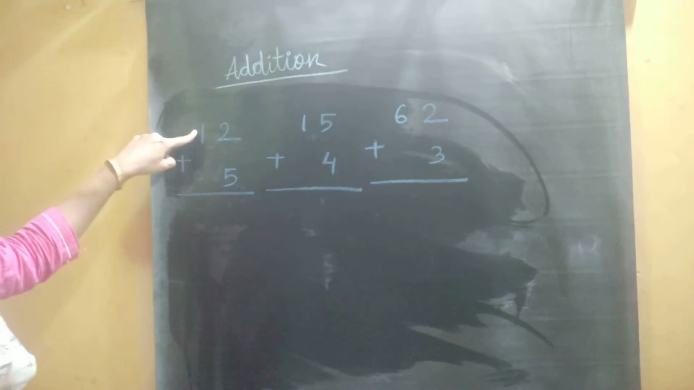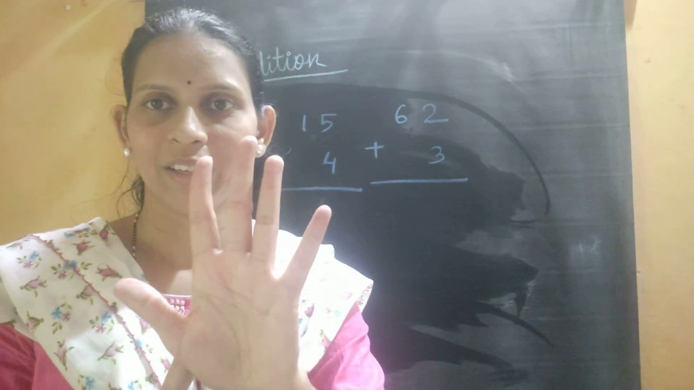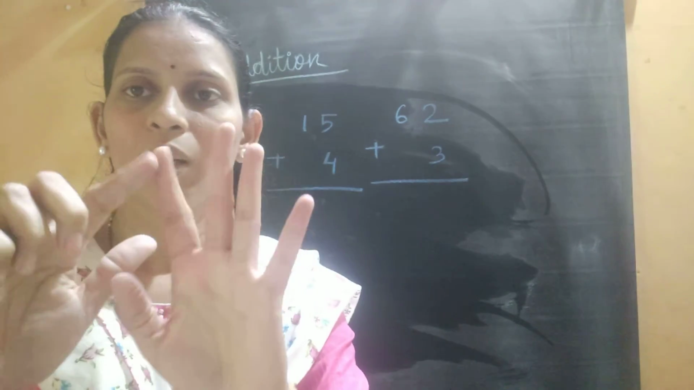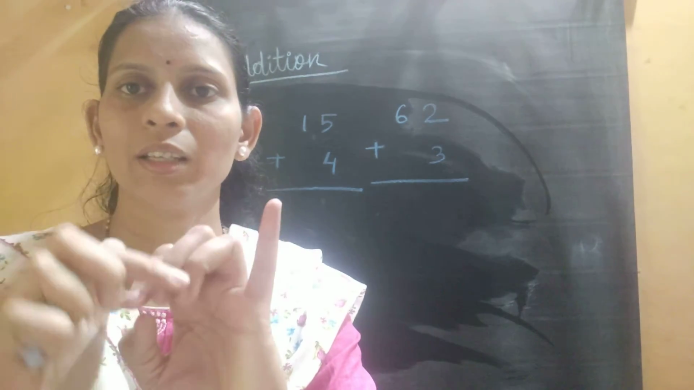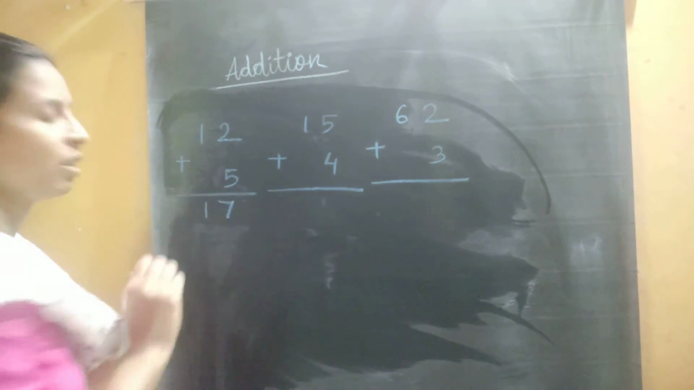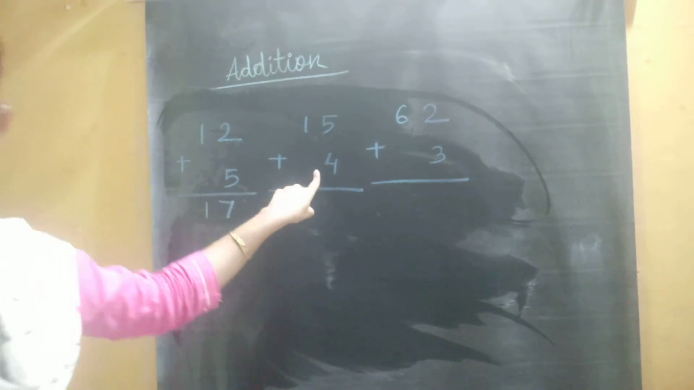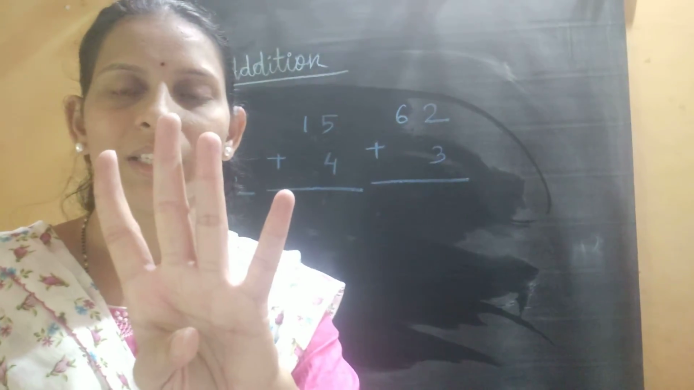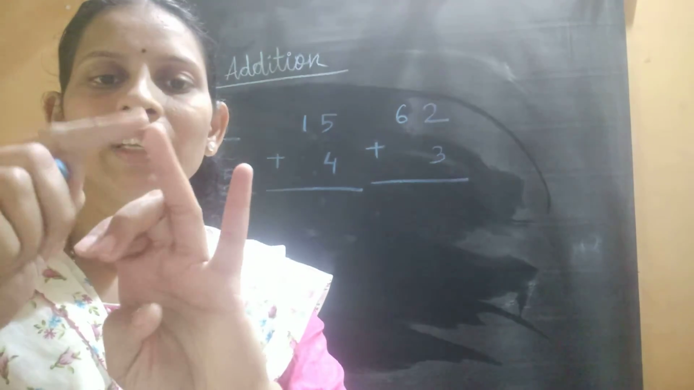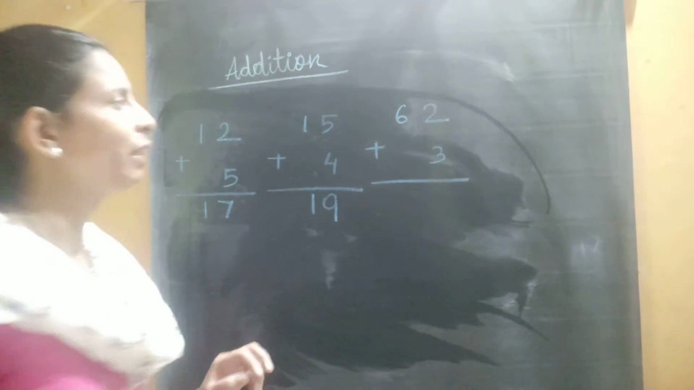So how to do? 12 plus 5. Counting forward. Just take 5 fingers and start counting from 12, 13, 14, 15, 16 and 17. So what is the answer? 17. Okay. Next. 15 plus 4. Take 4 fingers and start counting from 15. 16, 17, 18, 19. So the answer will be 19.